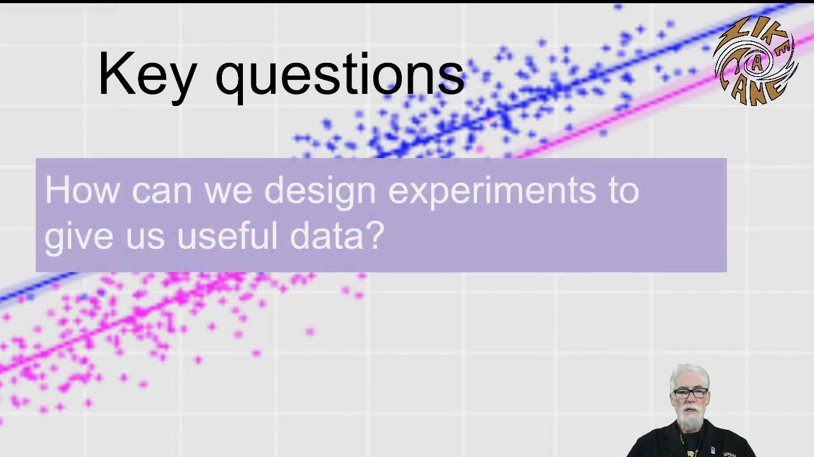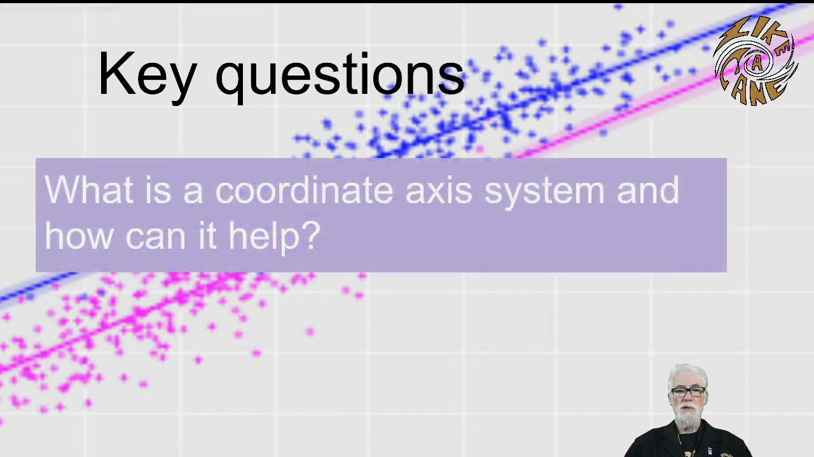Here are some key questions. The first thing we want to ask ourselves is, how can we design experiments to give us useful data? So an experiment is not just random fooling around with something and writing down some numbers once in a while. Good experiments are designed so that we can get data that is more likely to produce a useful model than not. Another key question is, what's a coordinate axis system and how can it help? This is a tool that we're going to use over and over again, so we need to spend a little time talking about it.